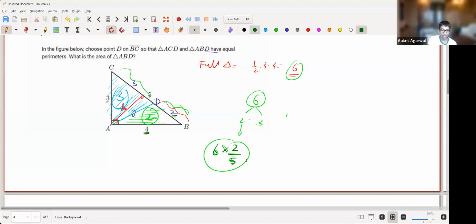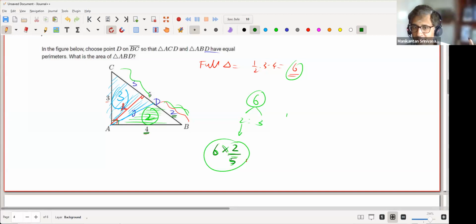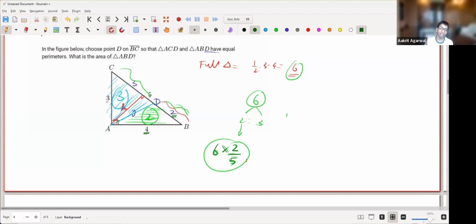Are you with me? What ratio is 2:3? The ratio of the two bases. And the heights are same, and therefore the areas of the two will be in the ratio 2:3. Because the height of both is same, the only thing left is the bases that will change the ratio.